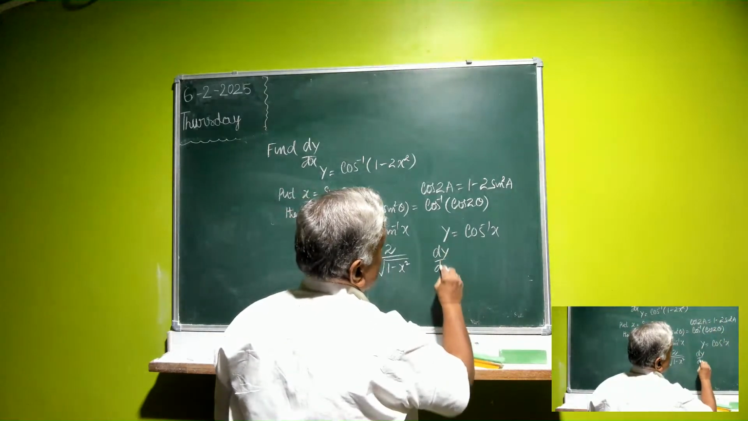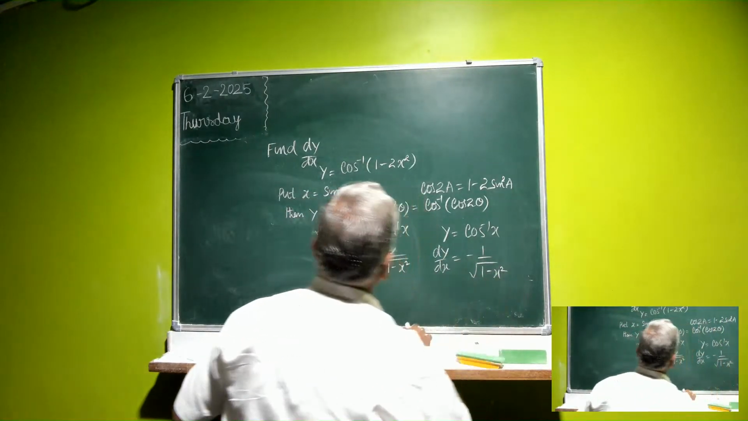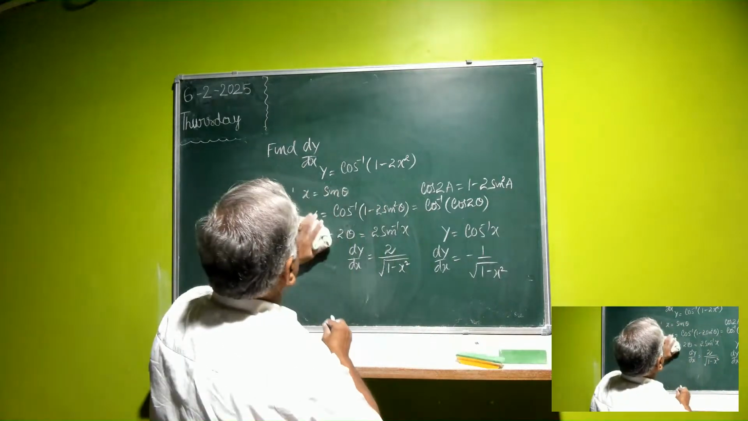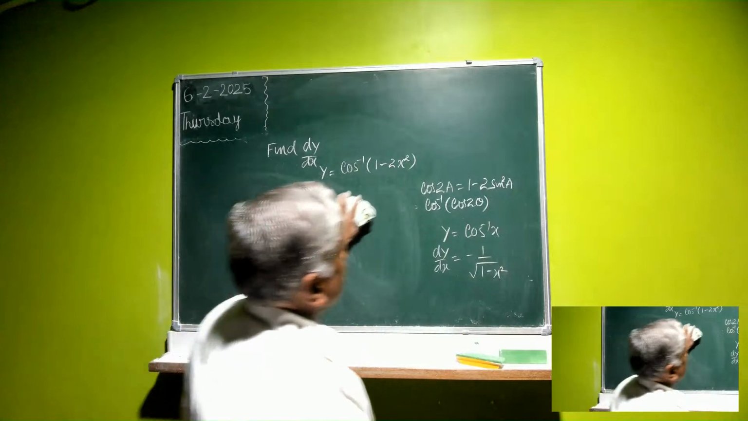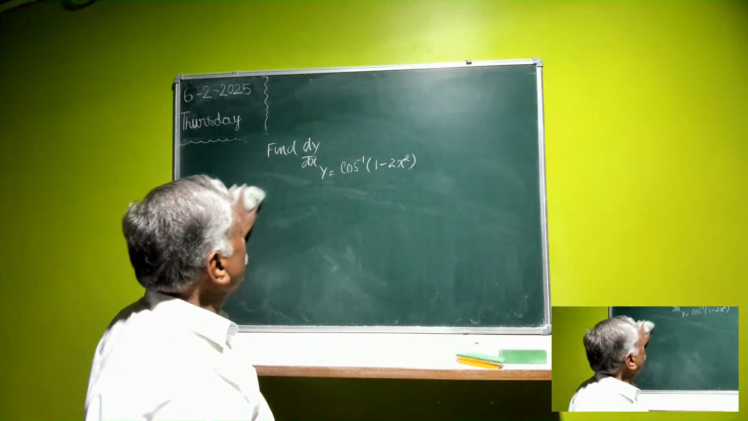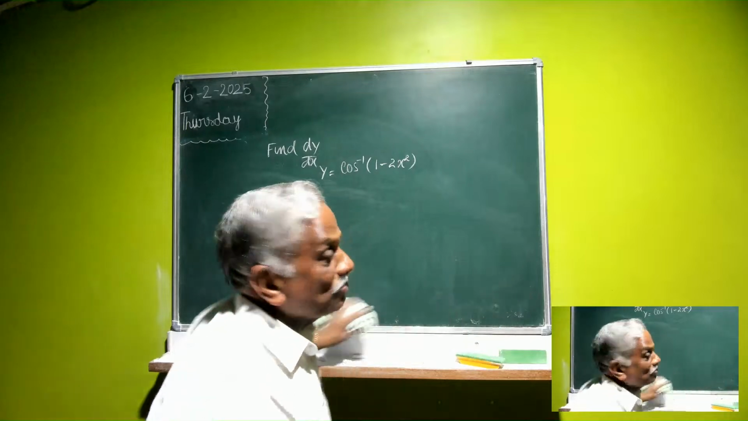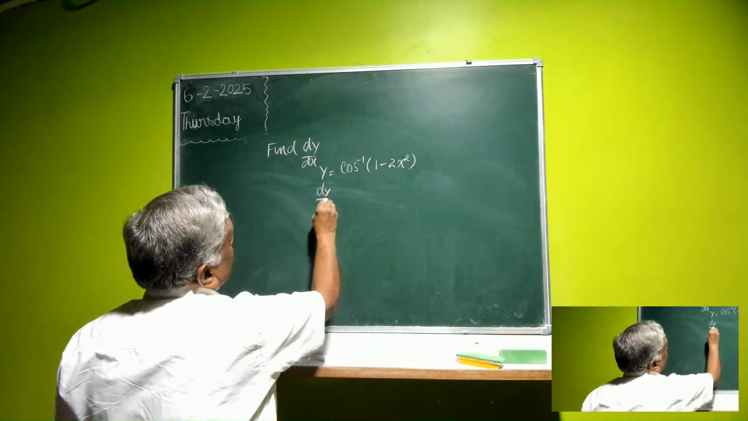What is dy by dx? Minus 1 over root of 1 minus x square. So what you do is, when you are not able to recognize the formula you need to use, you put the chain rule, because you have done so many problems. You can use the chain rule, though you may not arrive at the solution.